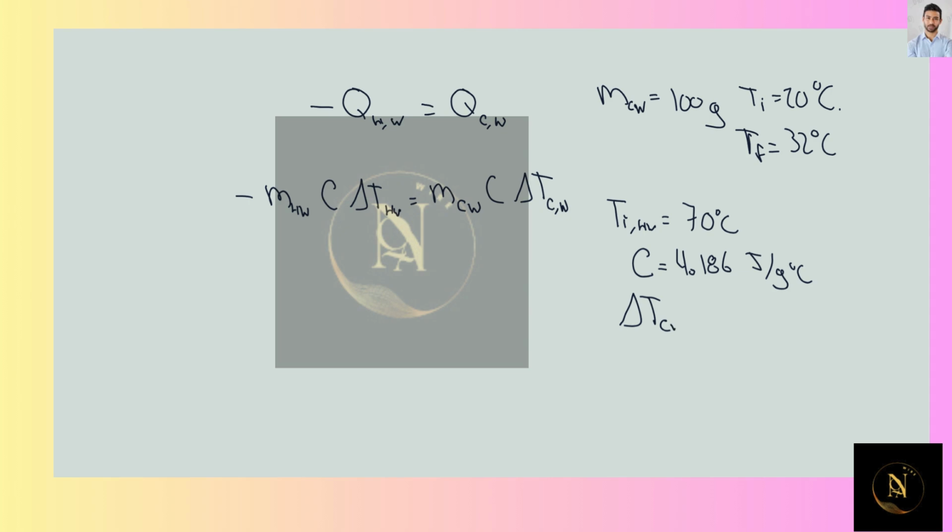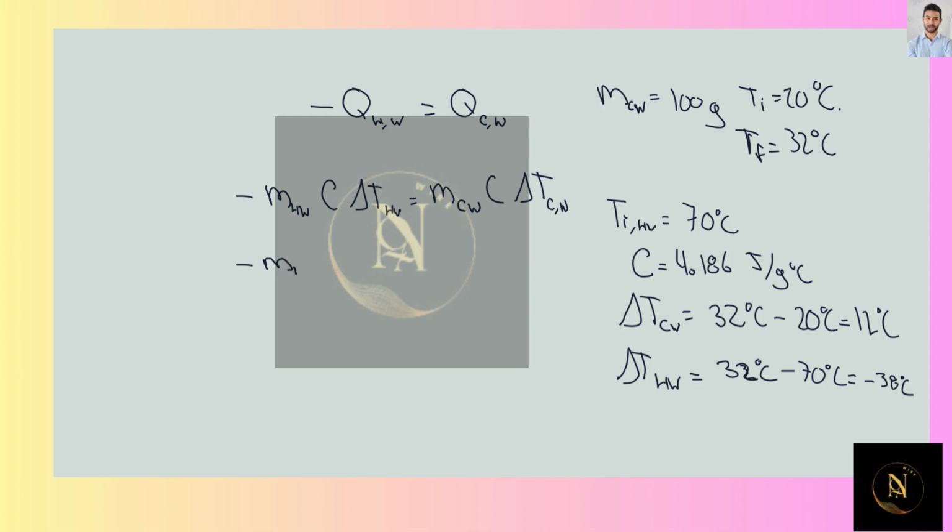Delta T for cold water is going to be equal to 32 degrees Celsius minus 20 degrees Celsius, equal to 12 degrees Celsius. Delta T for hot water is going to be equal to final temperature, that is 32 degrees Celsius, minus 70 degrees Celsius, which is equal to minus 38 degrees Celsius.